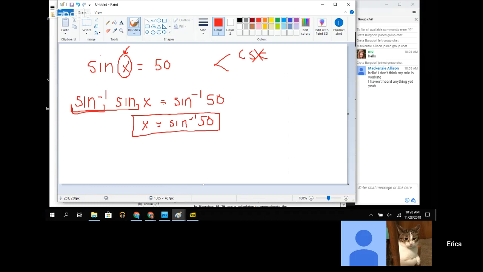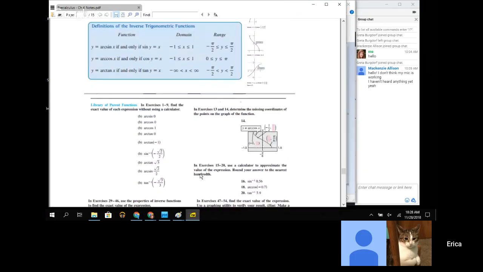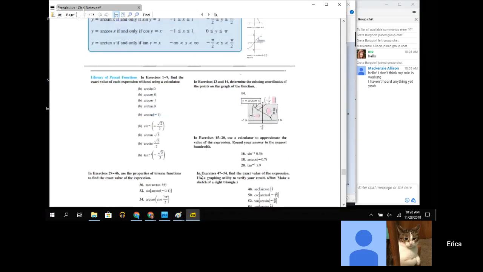All right, I'm just looking here at which one we want to do. Let's look at number 14 here. It says, in exercise 14, determine the missing coordinates of the points on the graph of the function.